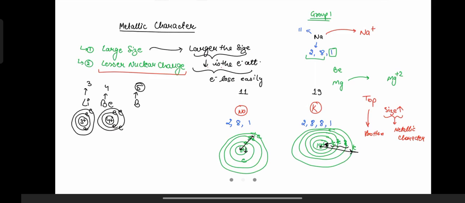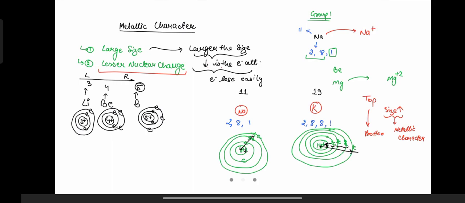Then let's talk about boron. There are 5 positive protons, then 2 electrons, and then 3 electrons in the outermost shell, right? Now if you know the first trend we have studied, that of the atomic radius and indeed atomic size, we know that if we are moving from left to right in a period, then the size decreases.